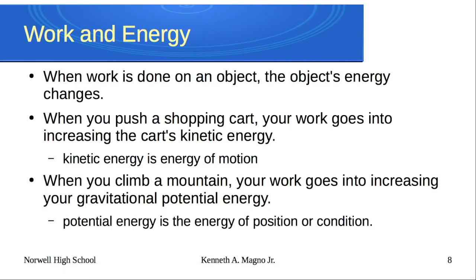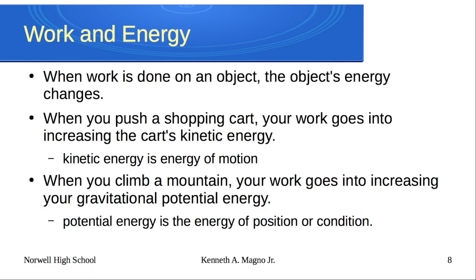So when work is done on an object, it's going to change the object's energy. Okay? And this is a key thing, that there's a difference between work and energy. Work is the act of changing the energy of something. Energy is kind of a property of the object. So an object has a certain amount of energy. So when you push on a shopping cart, your work is going to go into increasing that cart's kinetic energy, or the energy of motion. That's what kinetic energy is. Kinetic kind of means motion. Energy is going to be that property it has now that it's in motion.